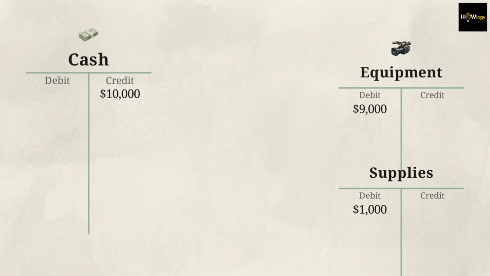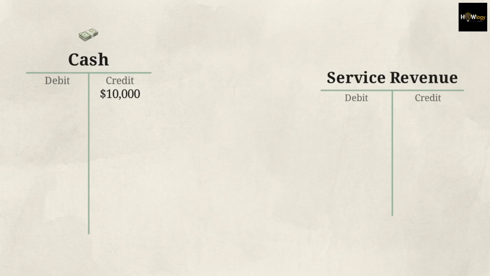Now, you shoot a wedding and immediately walk away with $1,500 in cash. Receiving that cash increases your assets, giving you a debit. The source of that cash is your work, so we balance it by increasing your earned revenue with a credit.